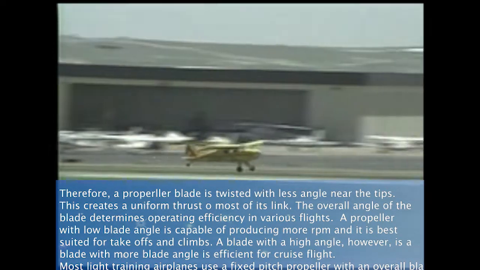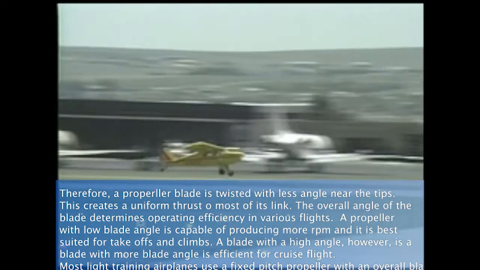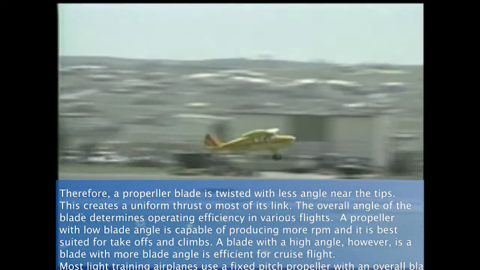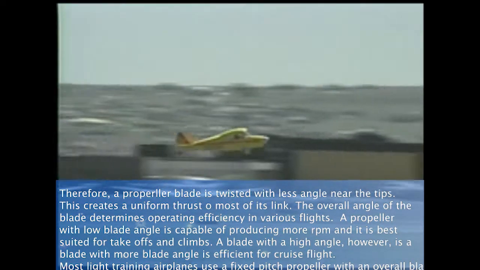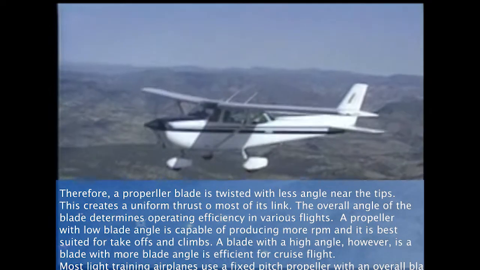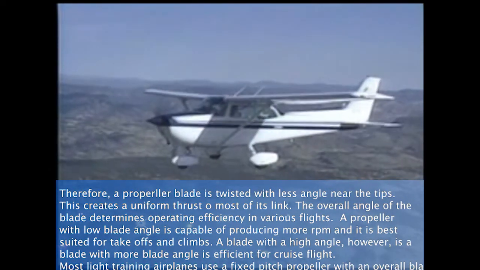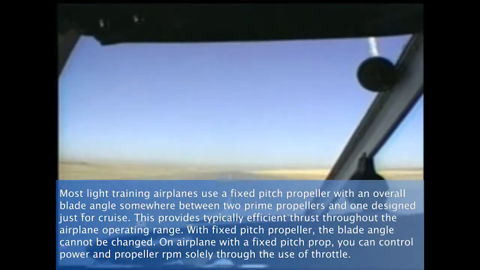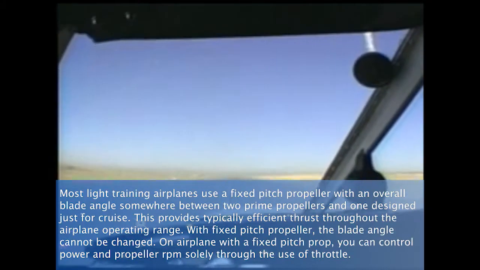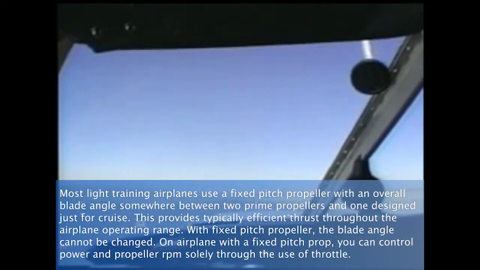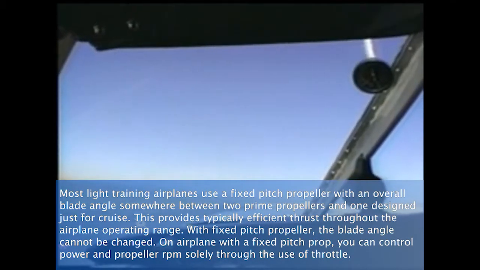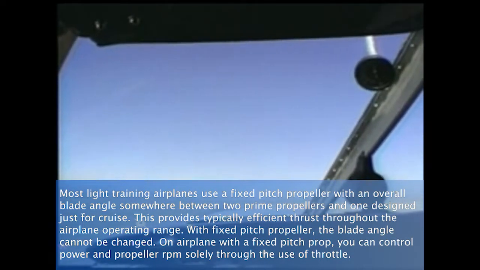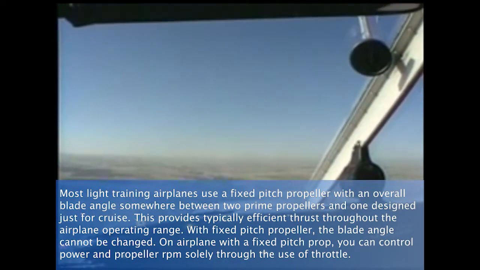A propeller with a low blade angle is capable of producing more RPMs and is best suited for takeoffs and climbs. A blade with a high angle, however, is more efficient for cruise flight. Most light training airplanes use a fixed pitch propeller with an overall blade angle somewhere between a true climb propeller and one designed just for cruise. This provides relatively efficient thrust throughout the airplane's operating range.